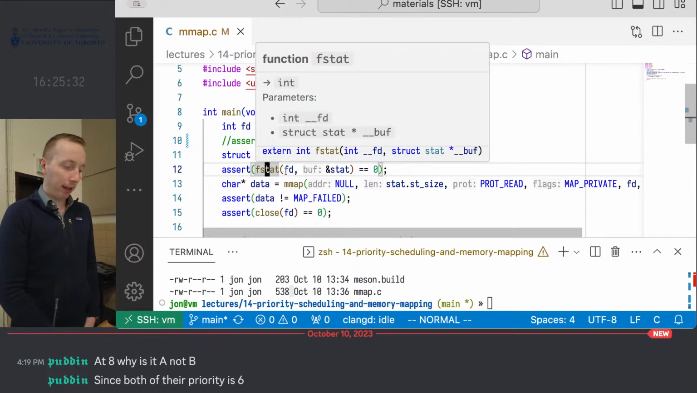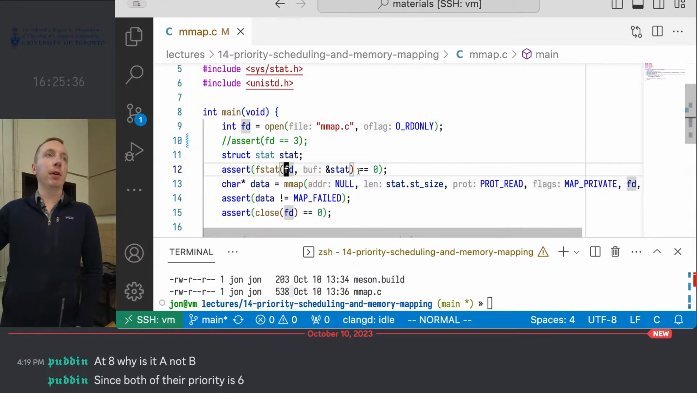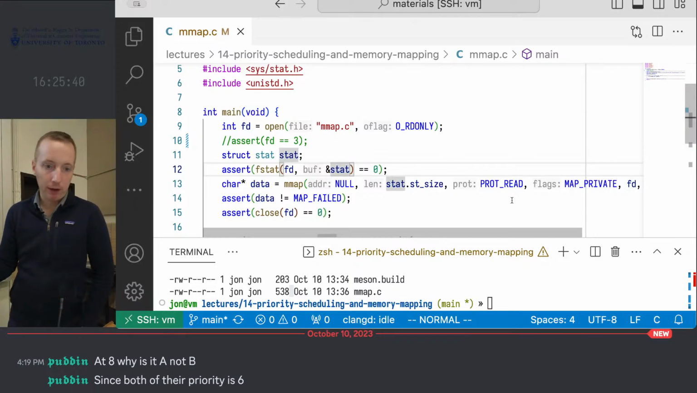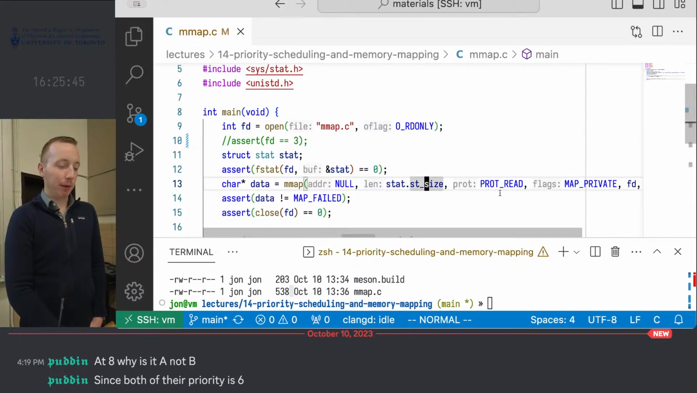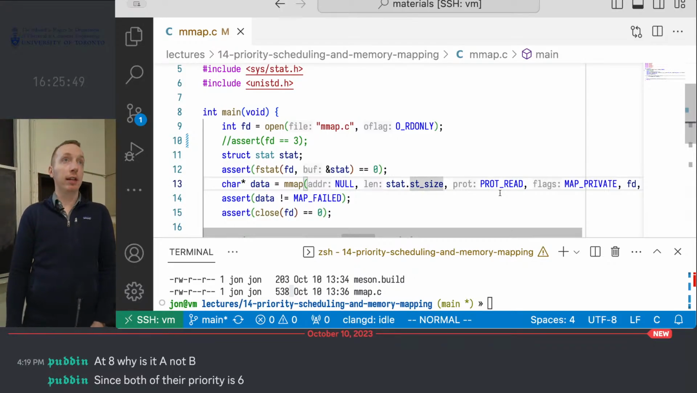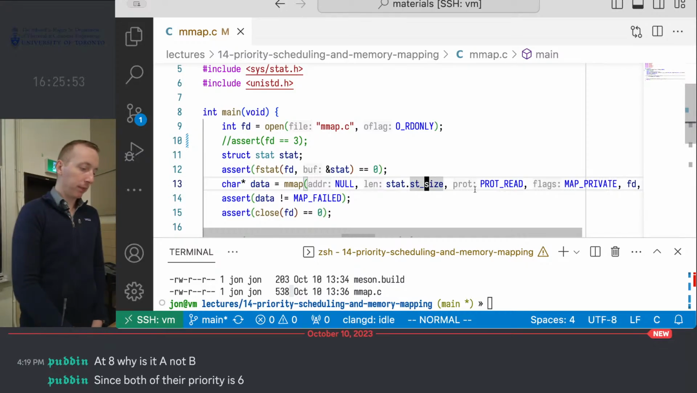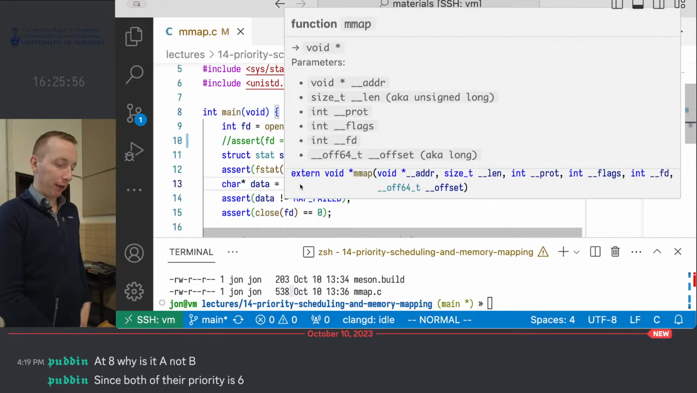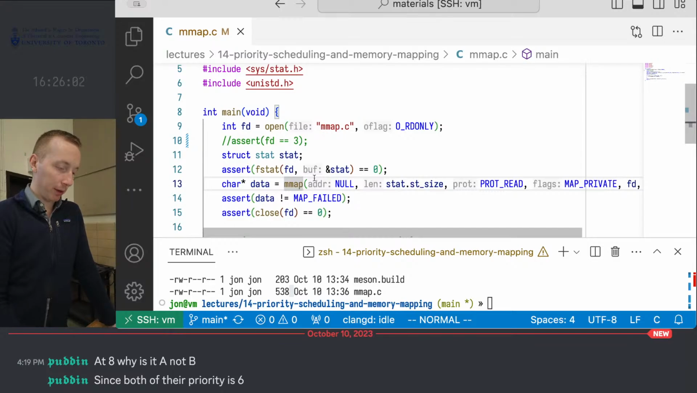So we do an fstat system call with fd, which should be a file descriptor pointing to that file, and then we give an address so it can fill in the fields for us. Then we're only really concerned about the size, so there's a field called st_size in the stat struct that just tells you how big the file is. After we figure out how big the file is, we do an mmap system call. It has 6 arguments, and we will go through them one by one.